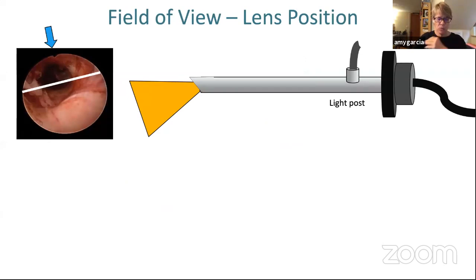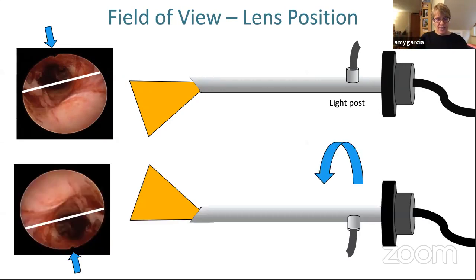And what happens with this forward oblique lens? Well, it does create an offset visual field below the horizontal plane. So if the light post is up, then the lens will be looking down, and we will see the majority of our visual field below that horizontal plane. If the opposite then is true, if we just simply rotate the light post down, then the majority of our visual field will be above that visual plane.